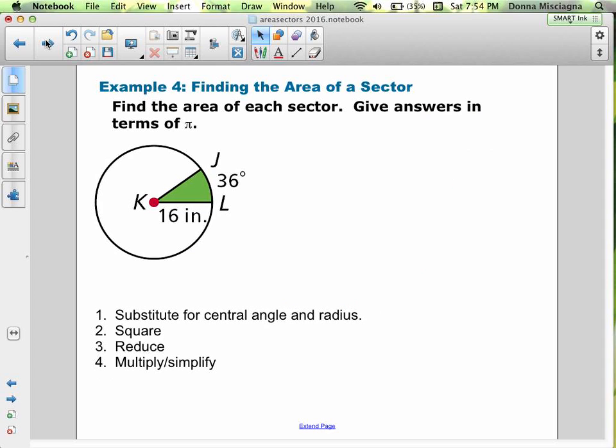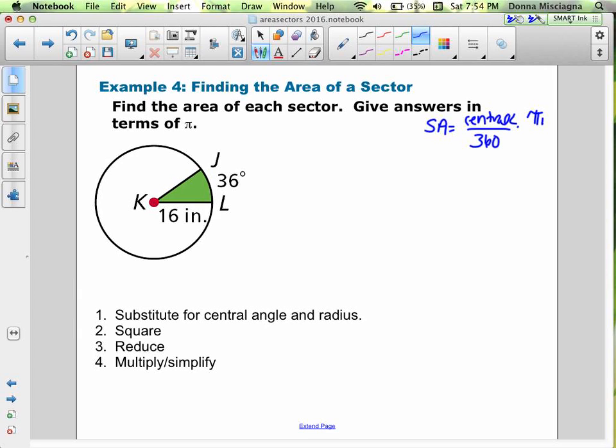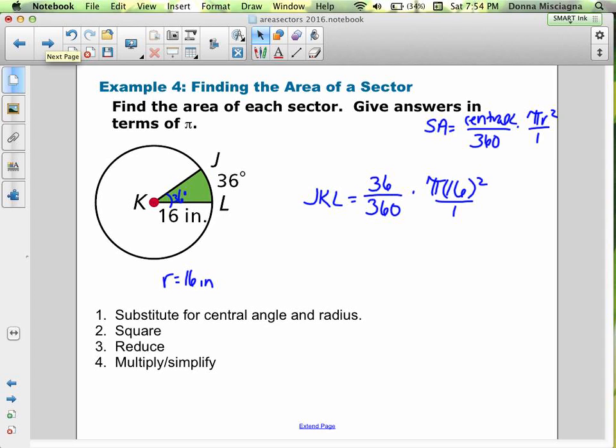All right, let's look at this one. This one is also in your notes. Right? And as a reminder, sector area is central angle over 360 times pi r squared. Right, so our central angle and our arc are exactly the same. This is also 36 degrees. So sector JKL, getting tongue-tied today, is equal to 36, the central angle, over 360 times pi. The radius here is 16 inches over 1. All right, so let's square first.